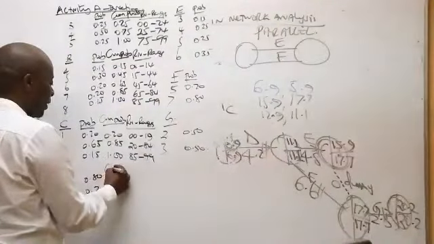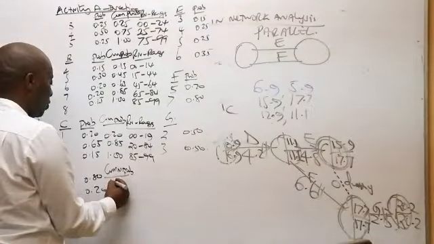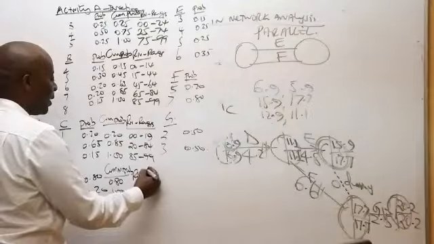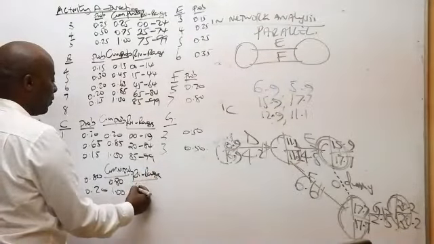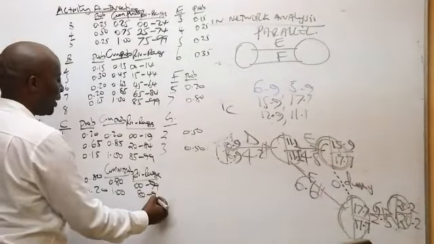Here we have cumulative probabilities. So we have 0.80, 1.00. Random number ranges: we have 00 to 79, 80 to 99.